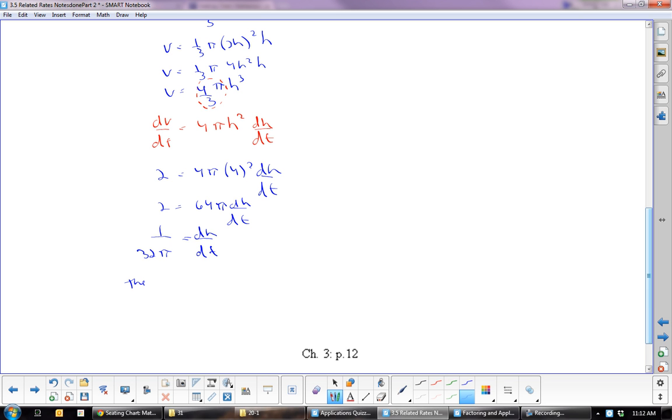So the height is changing at a rate of 1 over 32 pi meters per minute when the height is 4 meters. Okay, any questions on that one?